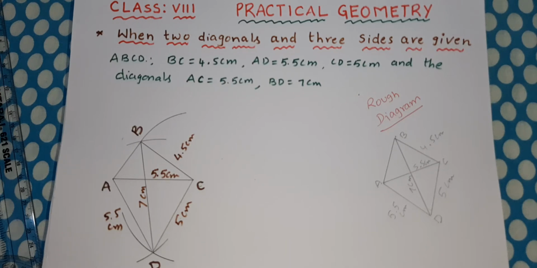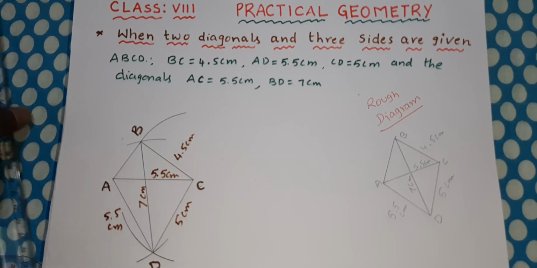So once again, whatever the given measurements, by using those measurements you can construct the first triangle, then the quadrilateral. Is this clear, children? Right. Let us discuss one construction from exercise 4.2.